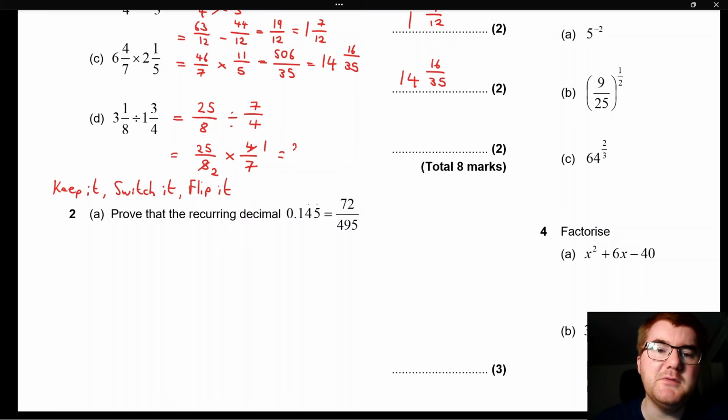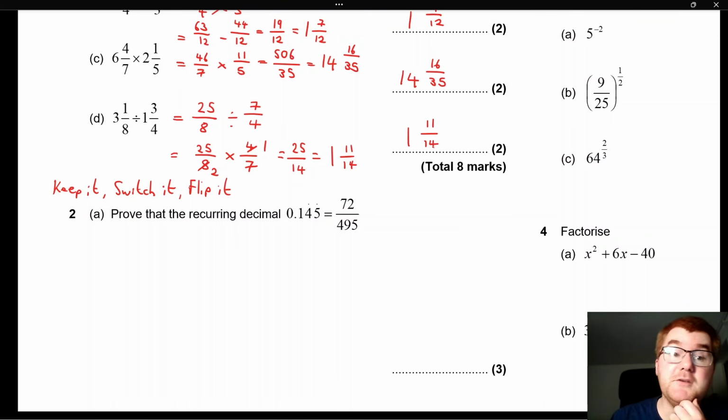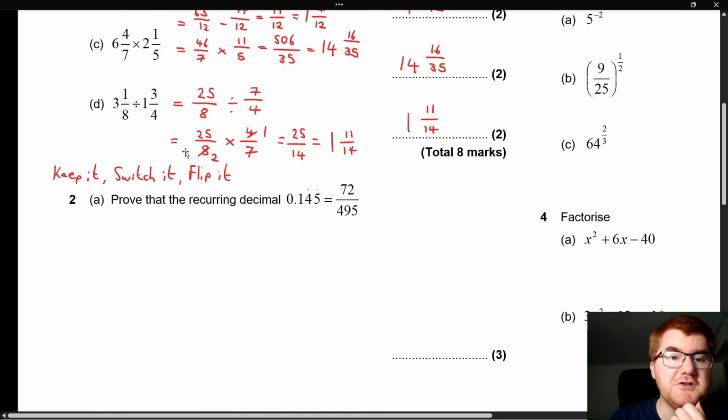25 times 1 is 25. 2 times 7 is 14. And then we convert that to a mixed number. How many 14s go into 25? That's 1. What's our remainder? What's left over? That's 11, then over 14, like so. So we pop in the answer here. Super duper. Let's move on to question 2 here.